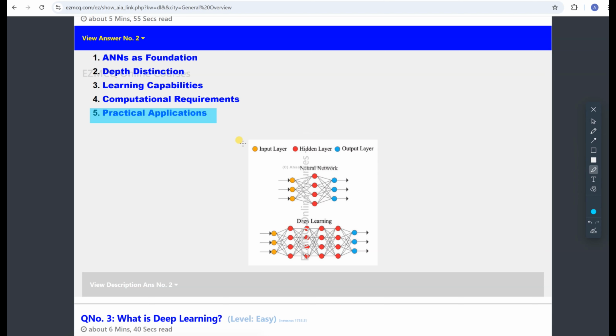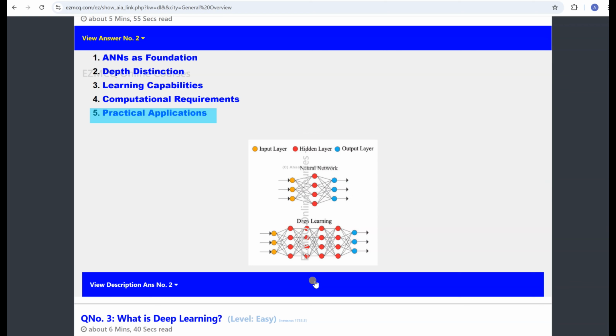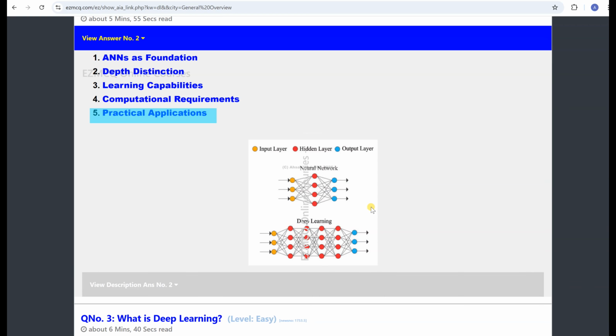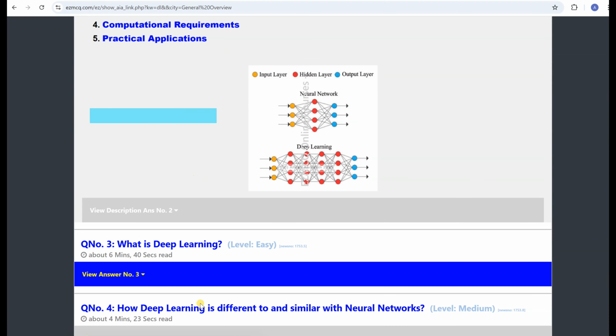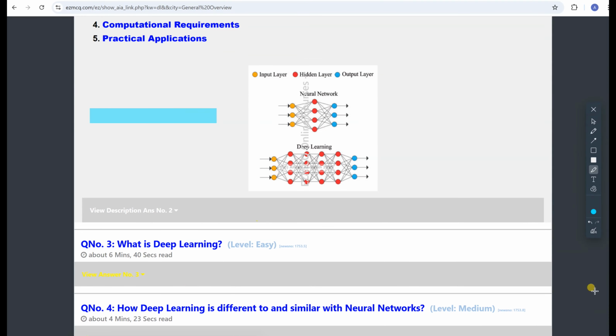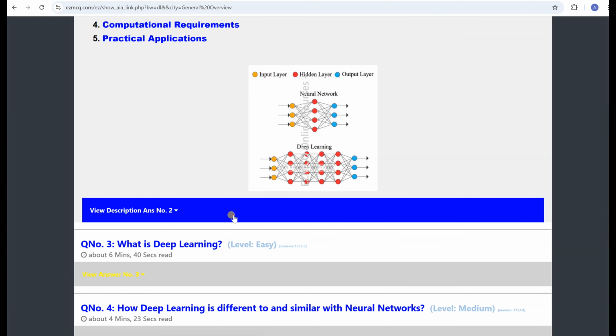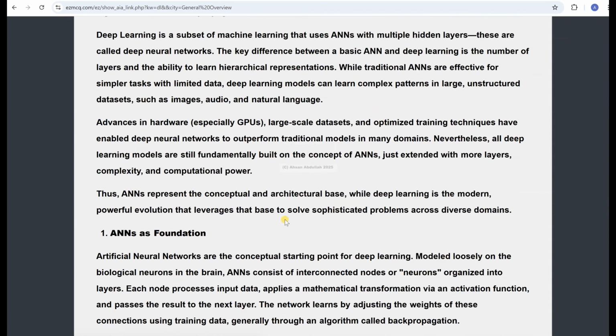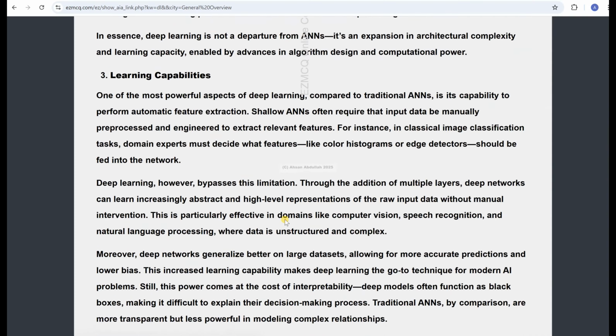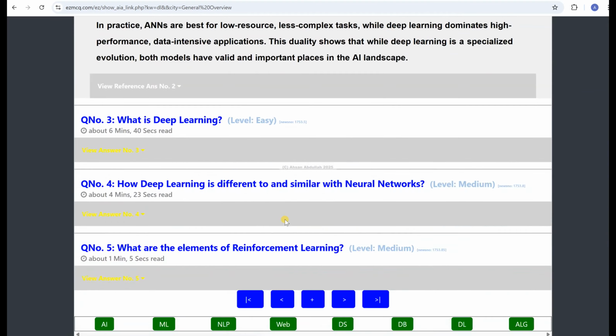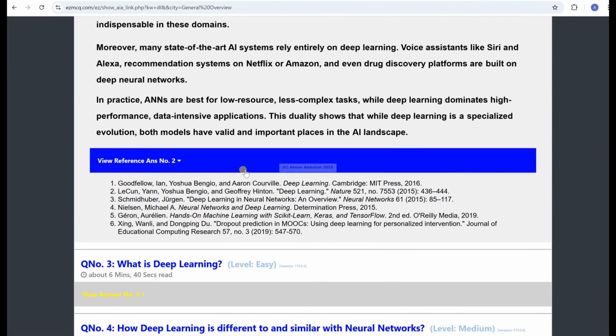So if you are interested in more of this, there is more of the material. You can read all of this, and then there are references at the end also.